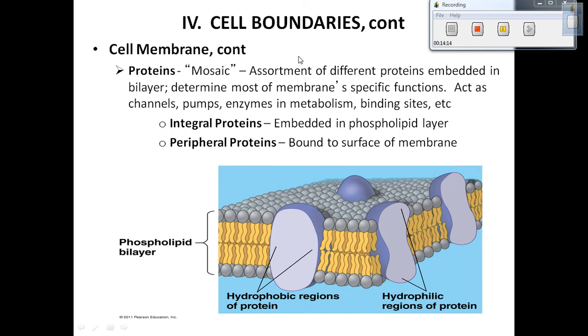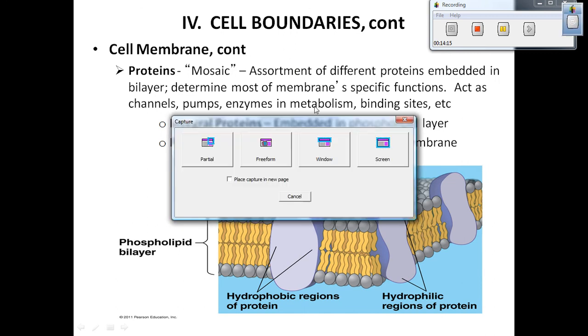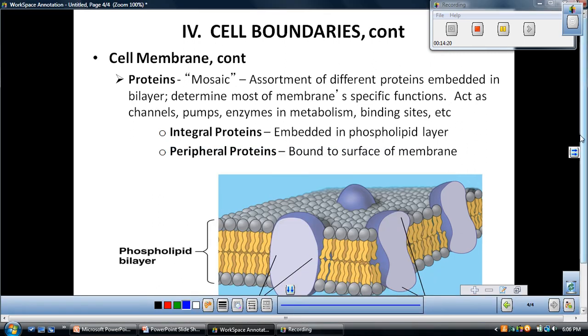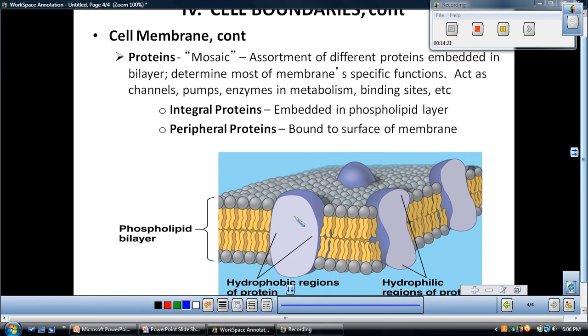Okay, now let's move on to the protein component in the cell membrane. So the second largest part of the cell membrane, and you can tell in the picture, are these big blobs, like the purple-looking things here, here, here, and over here.